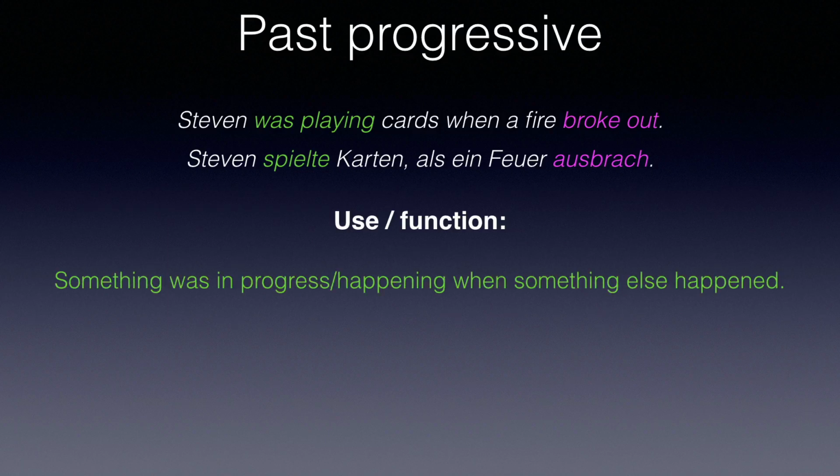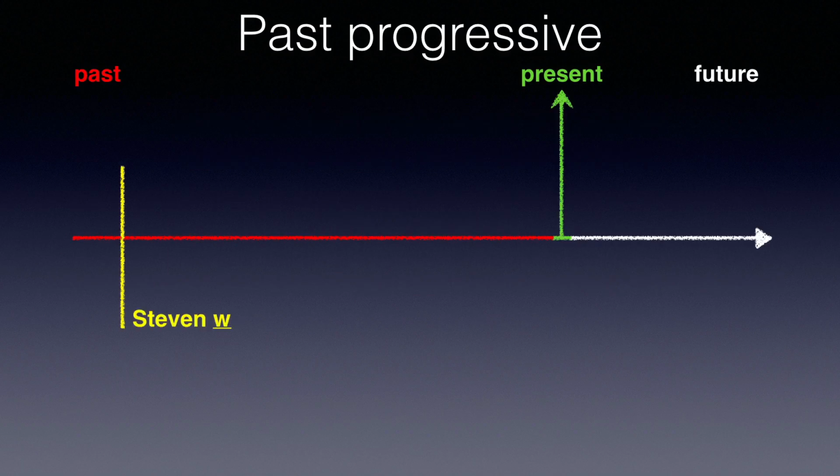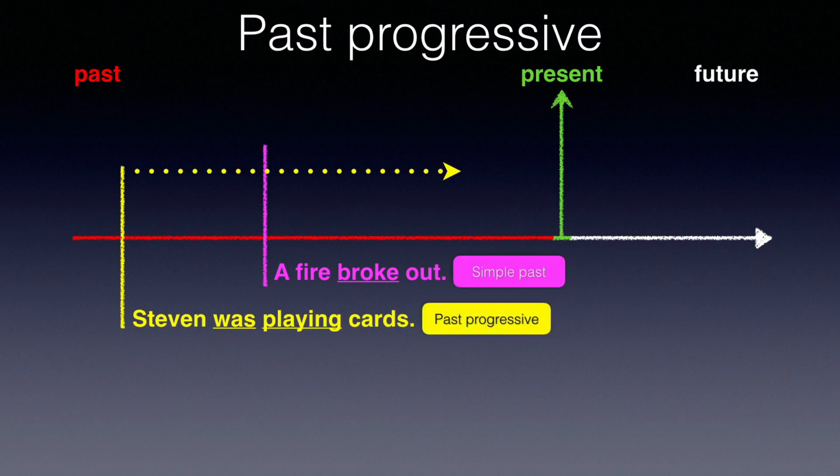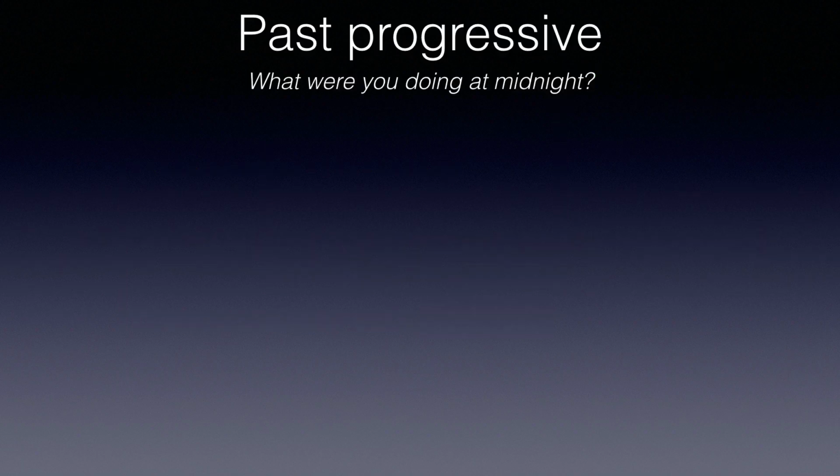So, let's have a look at this on the timeline. Stephen was playing cards, and this was happening, and at some point in there, a fire broke out. So a fire broke out, that's the simple past, and Stephen was playing cards, so that was happening for some time, and at one point in time, a fire broke out.